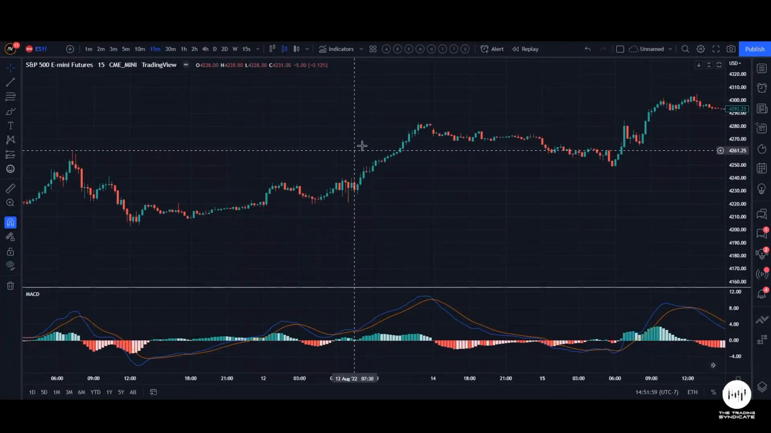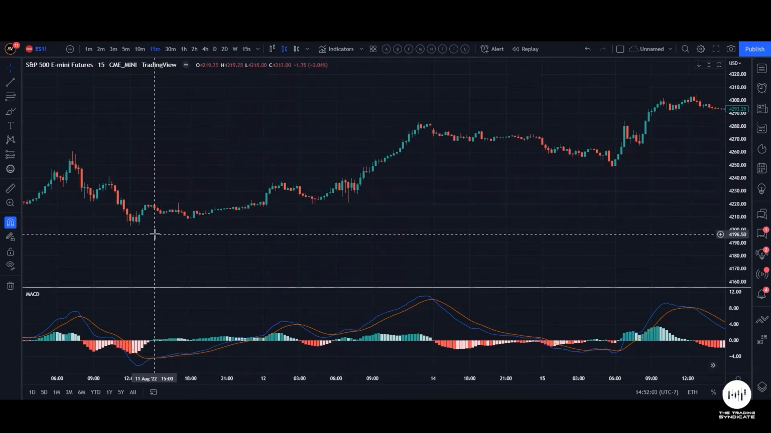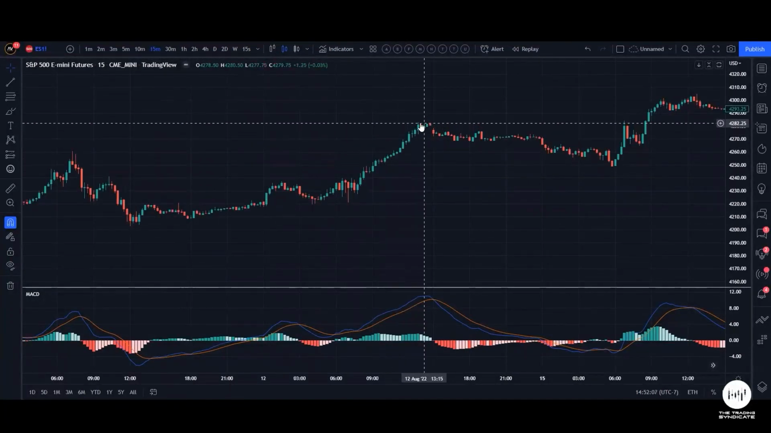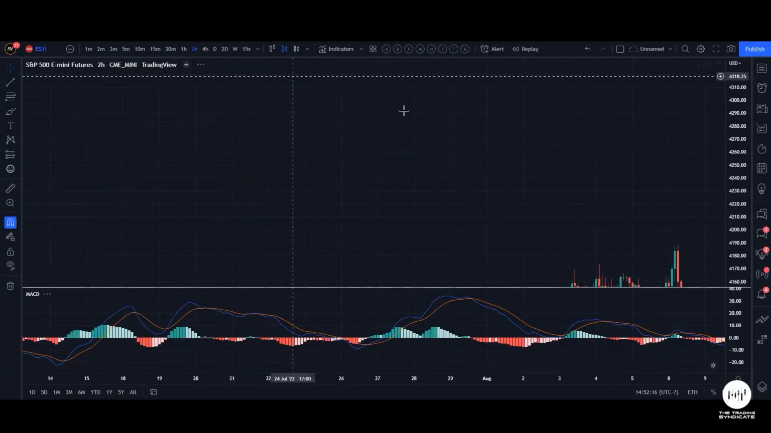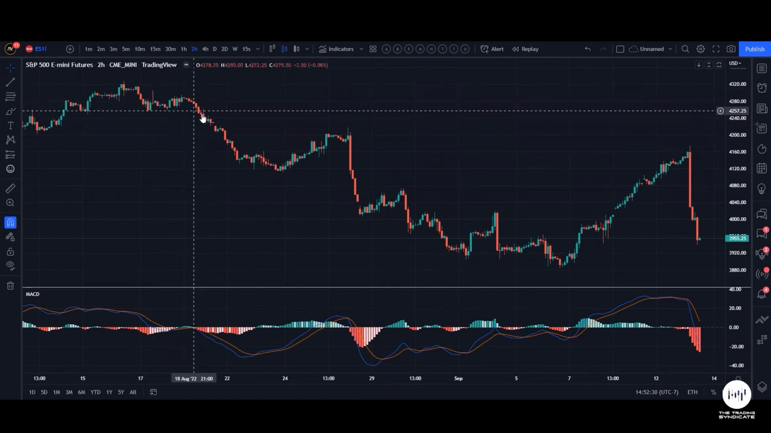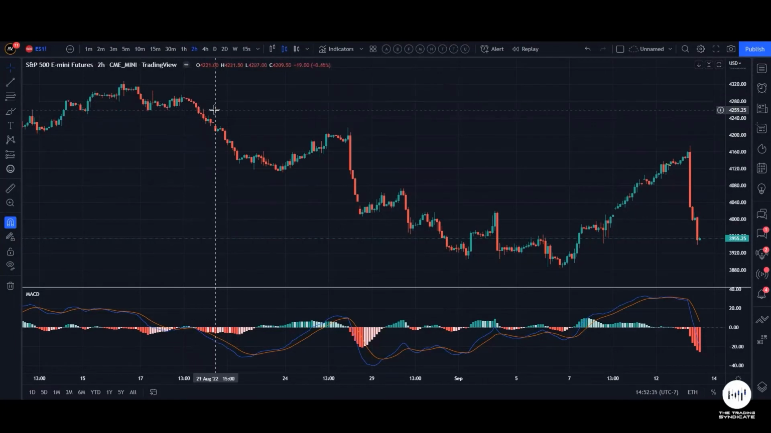Notice we see this move right here, and this move, of course, takes place on August 11th at 13:45 and finishes off on August 12th at 13:45. So it's about a day of time that elapsed there. If we go ahead and change the time frame, we'll see that we can identify when to buy and sell by first identifying the trend of the market.